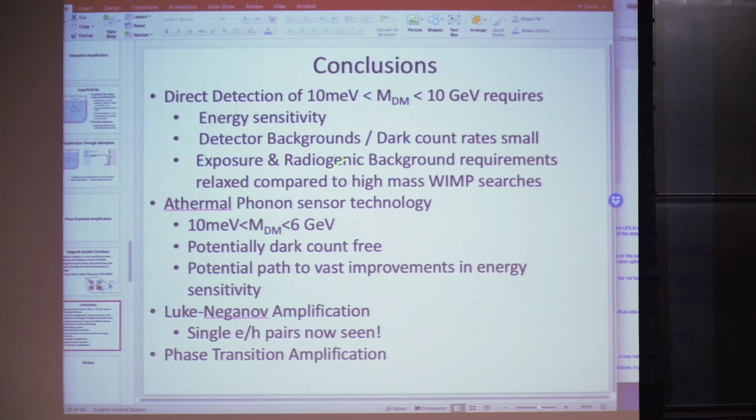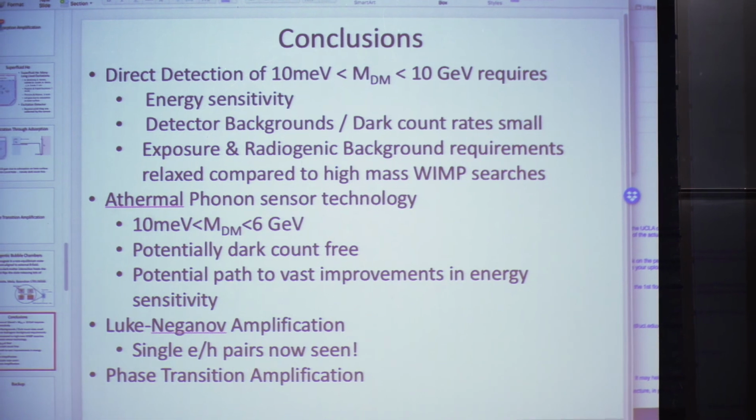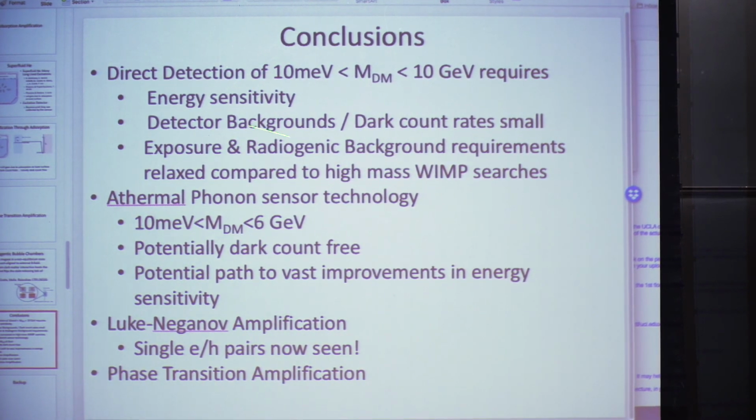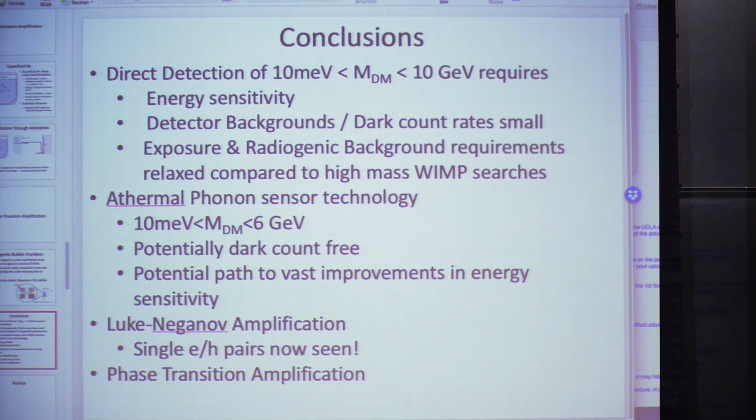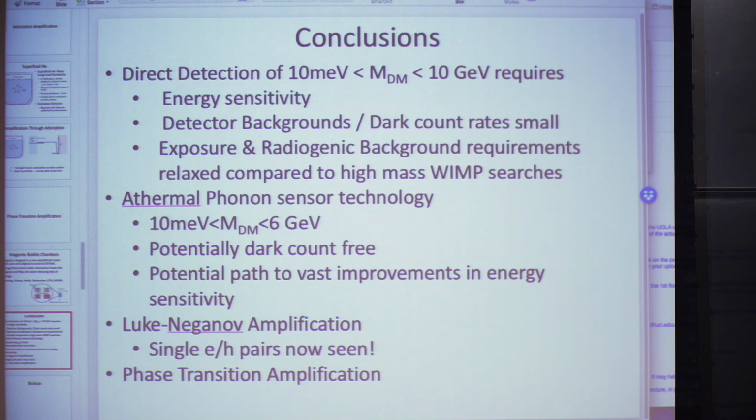In summary, in this 10 meV to 10 GeV region, at the core, what does one need? One needs energy sensitivity in some shape or form. If you get that energy sensitivity via amplification, you're good to go. If you get it intrinsically, you're also good to go. But somehow between that combination, you need to do it. So your detector backgrounds must be small, i.e. these dark count rates must be non-Poissonian, and must be manageable. Your radiogenic backgrounds are relaxed compared to high mass WIMP searches.